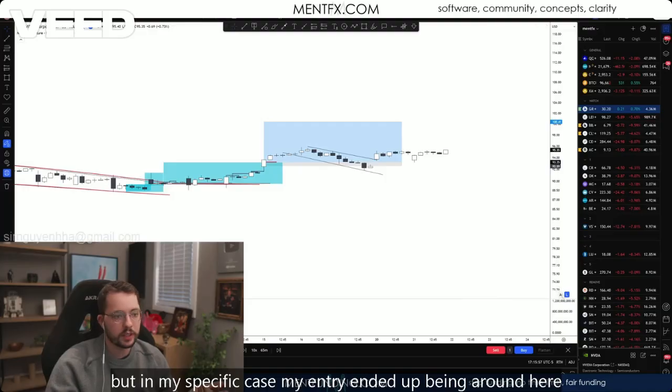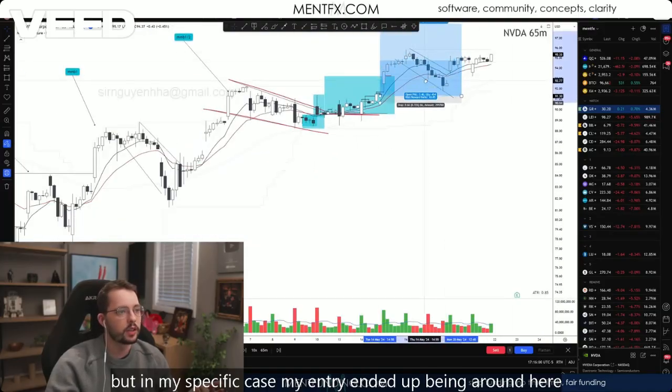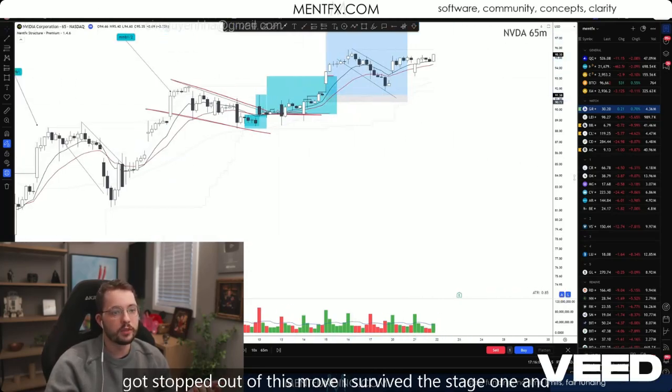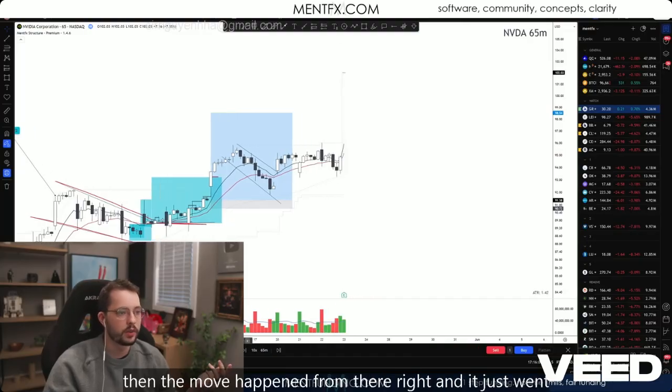But in my specific case, my entry ended up being around here. So I never got stopped out of this move right here. I never got stopped out of this move. I survived the stage one, and then the move happened from there, right?